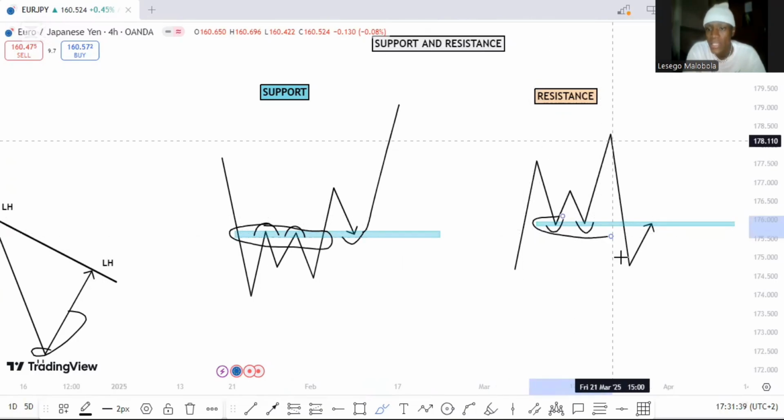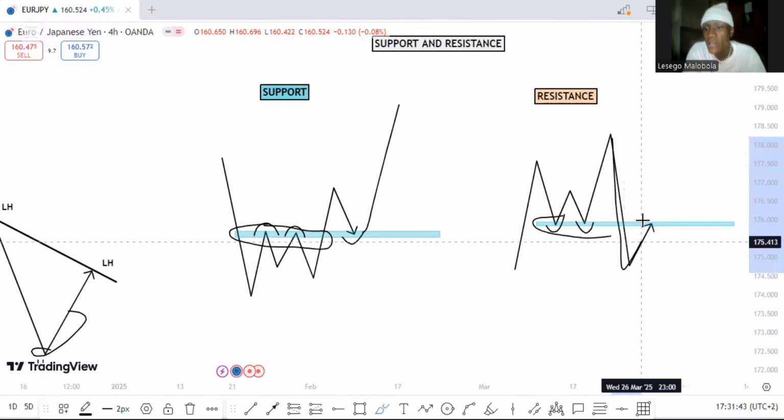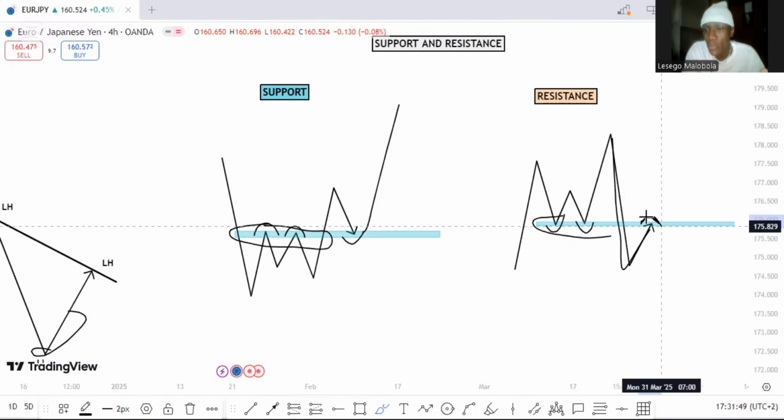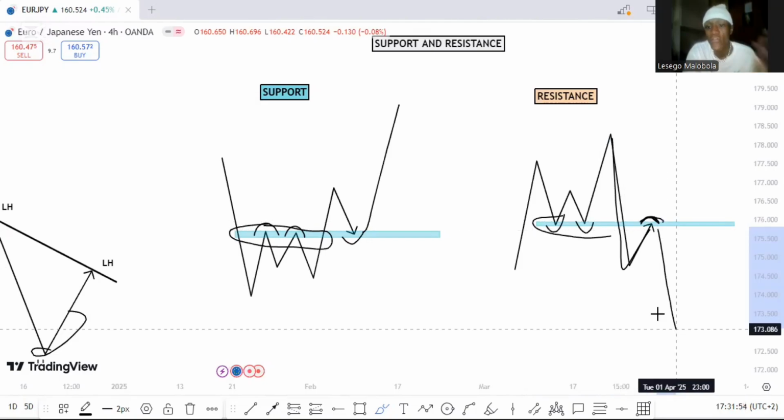Until obviously price did what? Until price broke below it and retested, guys. With the retest, on the third retest, this is a third rejection. You understand? On the retest, we have a third rejection for us to take what? To take our selling opportunities.